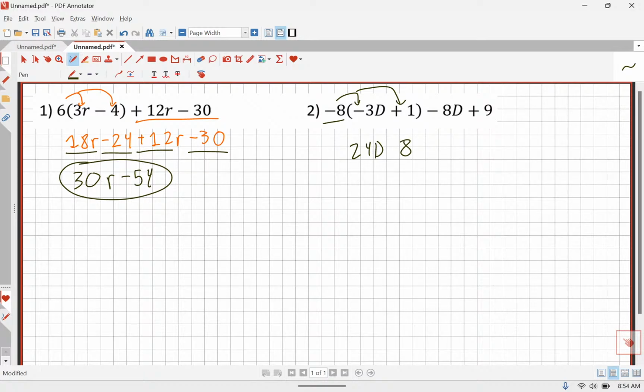Should there be a minus sign or a plus sign between those? Yes, very good, because I think of this as negative 8 times positive 1, which is negative 8. And the rest drops down, minus 8D plus 9. Okay, let's see here. Where would you go from here?